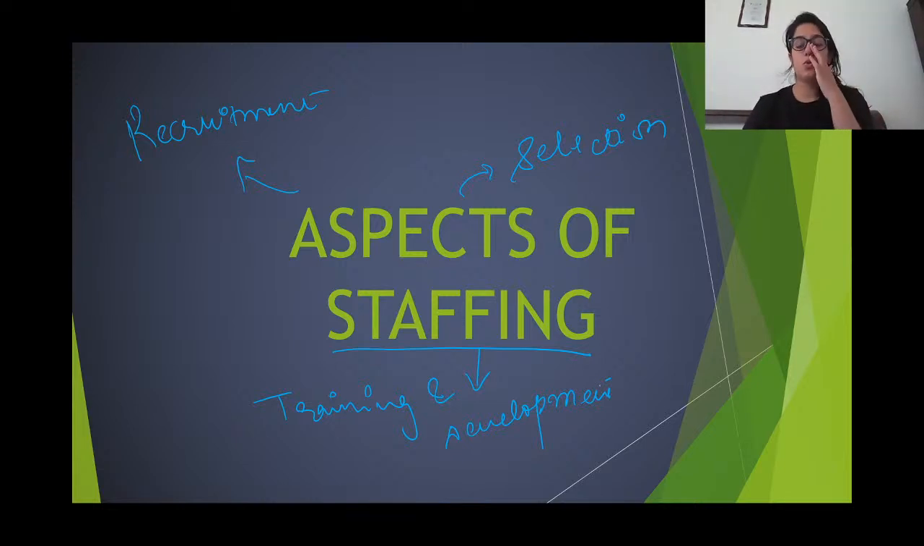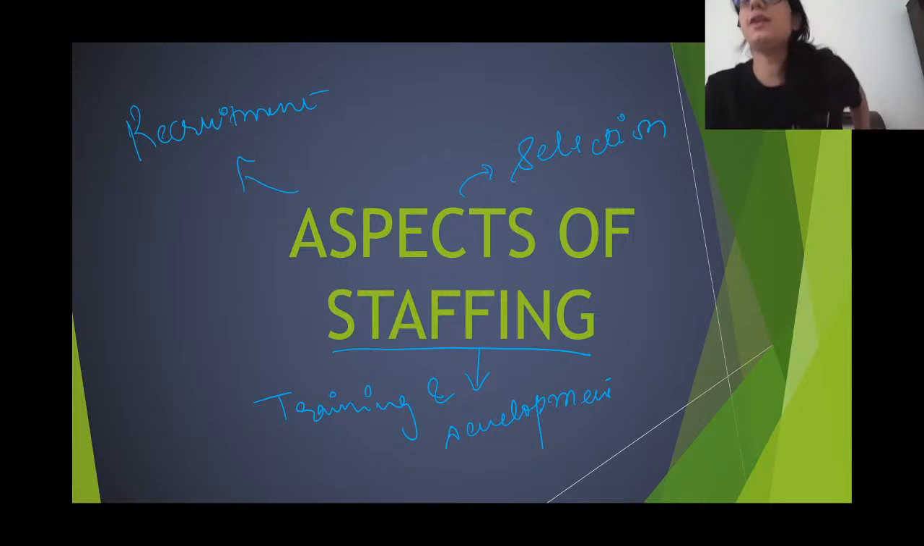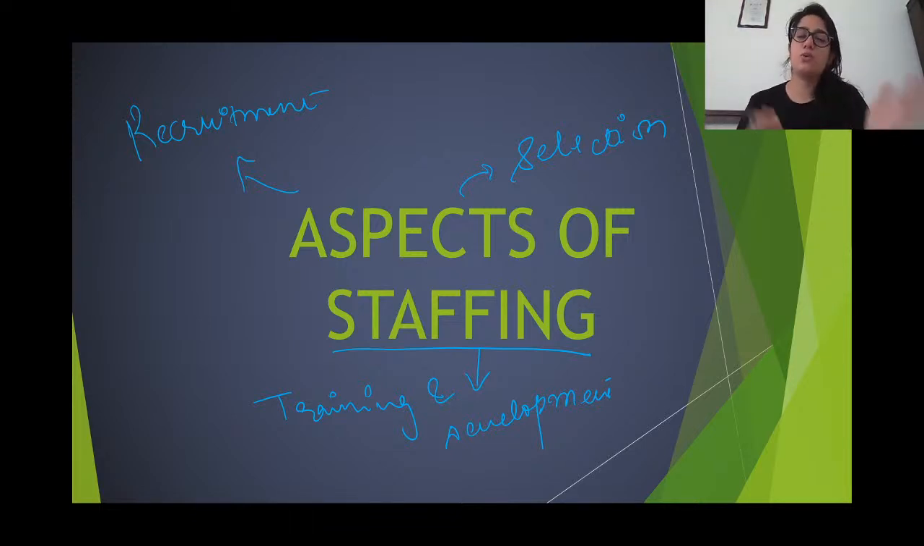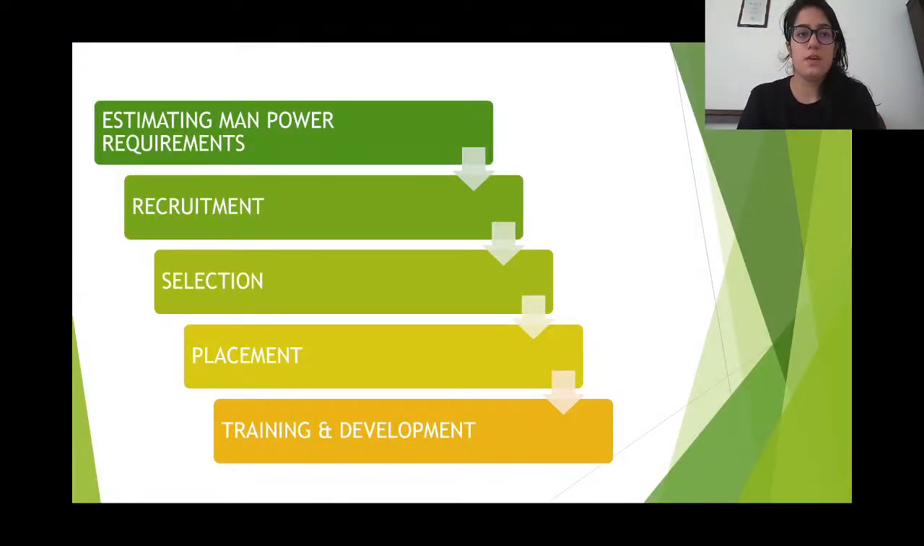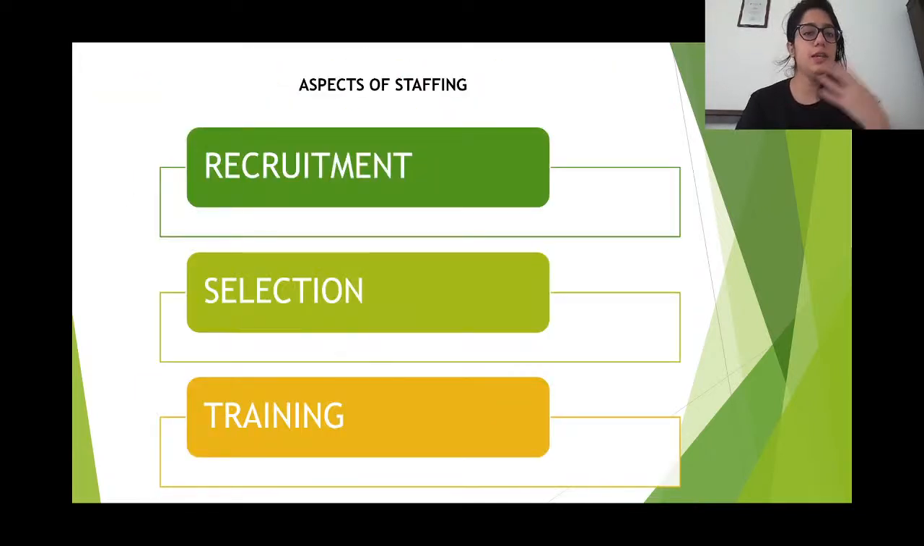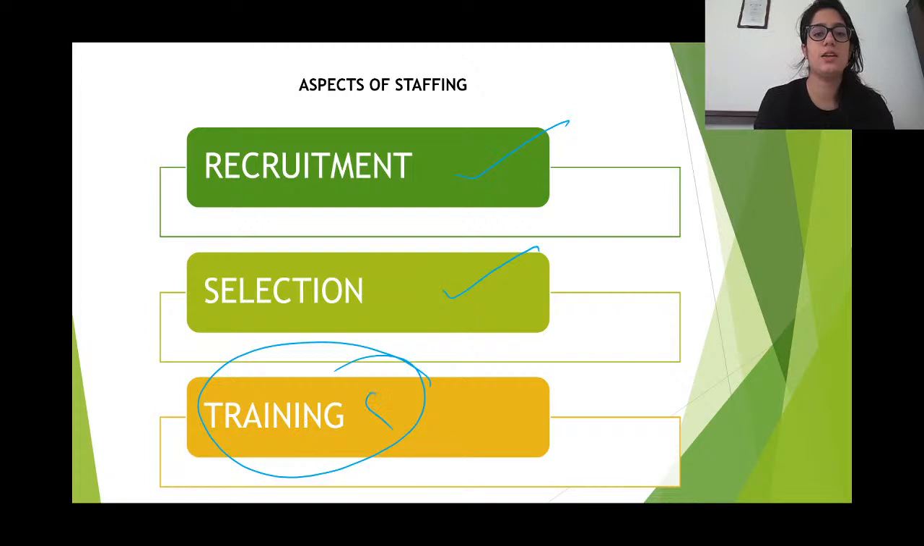First I'll be discussing training and development, and then I will be revising recruitment and selection with you. So the three main aspects of staffing are recruitment, selection, and training. We have discussed recruitment, we have discussed selection, and we will be discussing training and development.